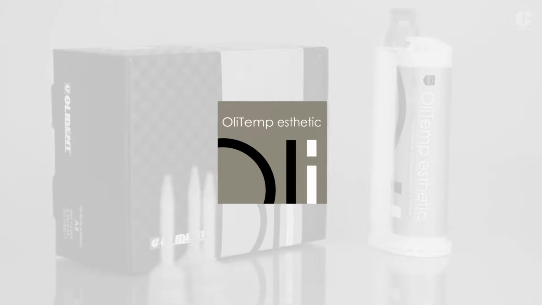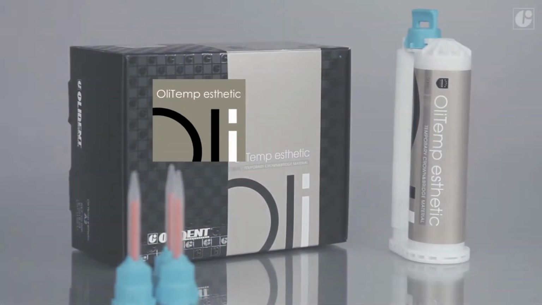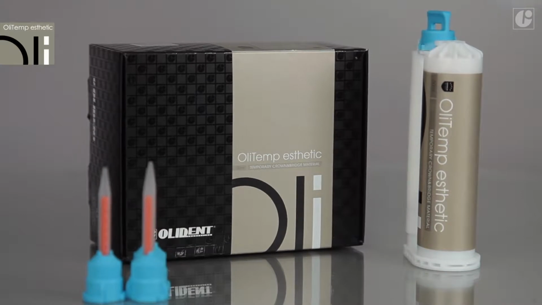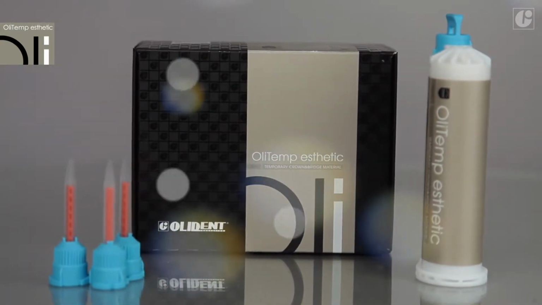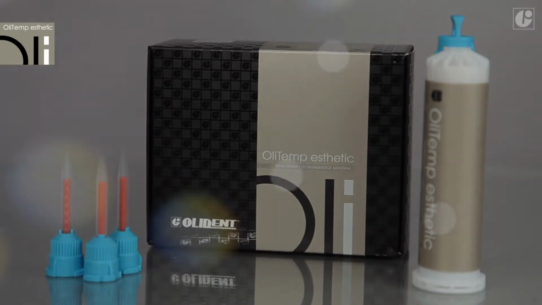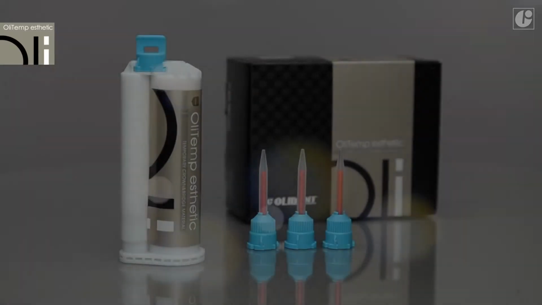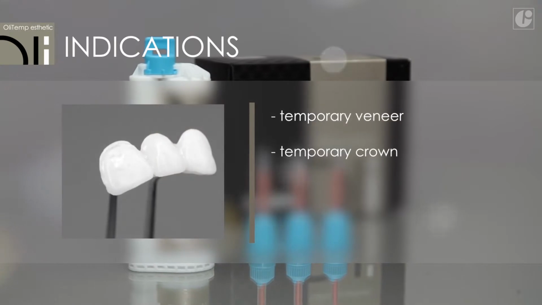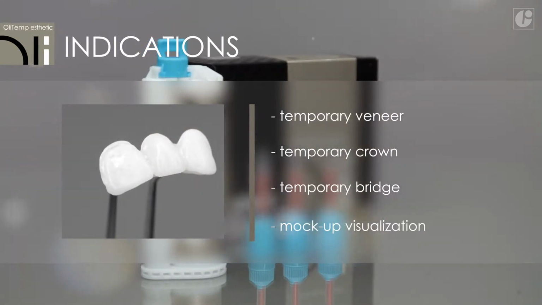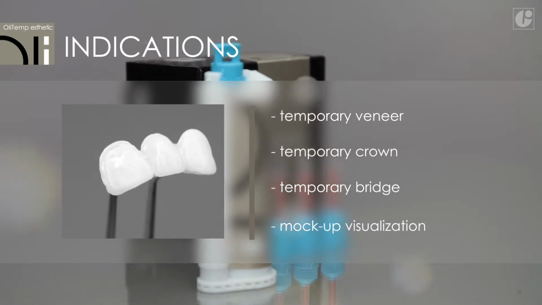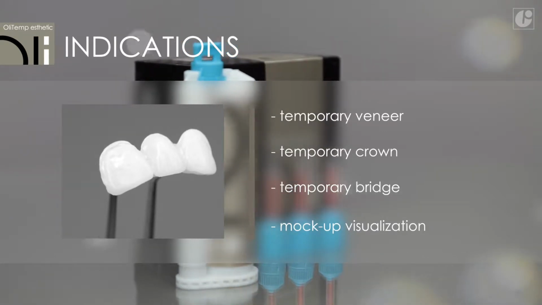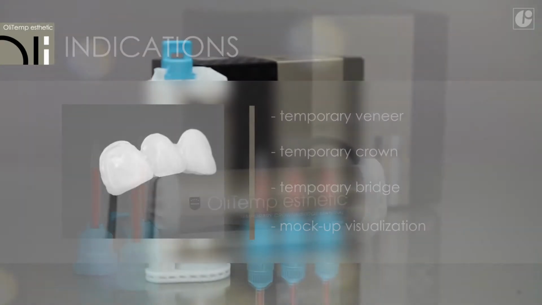OliTemp Aesthetic is a bis acrylic material for temporary reconstruction of teeth. Its aesthetic and natural appearance, as well as excellent mechanical properties, guarantee a functional, long-lasting restoration. OliTemp Aesthetic has been primarily indicated for temporary reconstruction of missing or prepared teeth, as well as to visualize future effects of the final restoration, both in terms of shape and color.